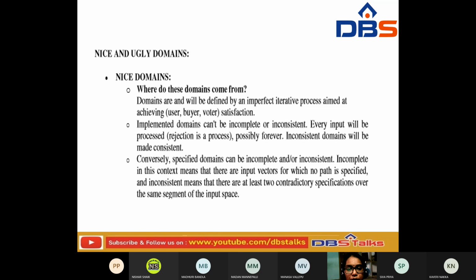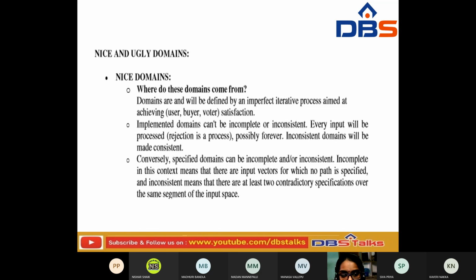When coming to the topic of nice domains, let us see where the concept of domains comes from. The domains are defined by an imperfect iterative process. Suppose we are going to perform testing over some iterations, meaning many times we have to perform it. It is not a perfect thing; it is an imperfect iterative process aimed at user, buyer or voter satisfaction.